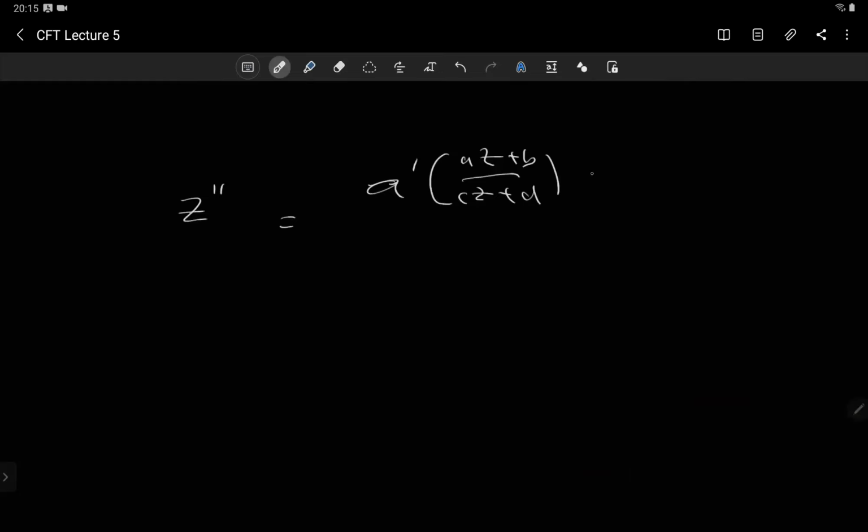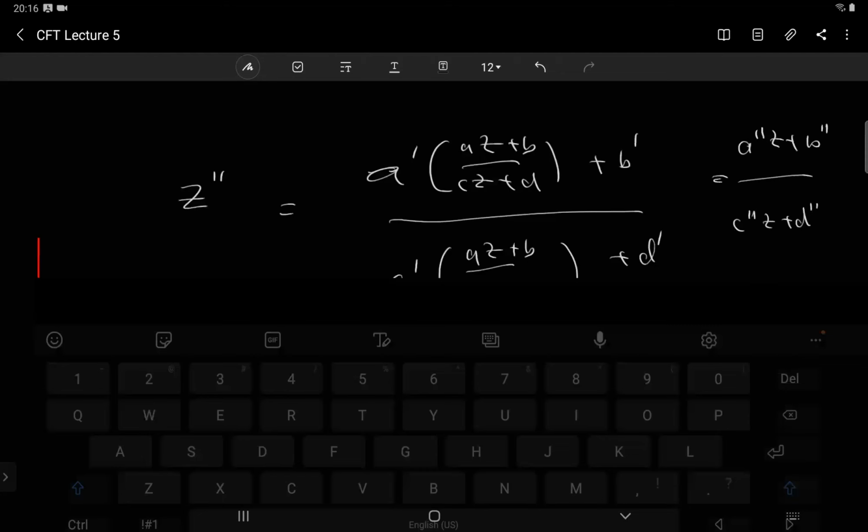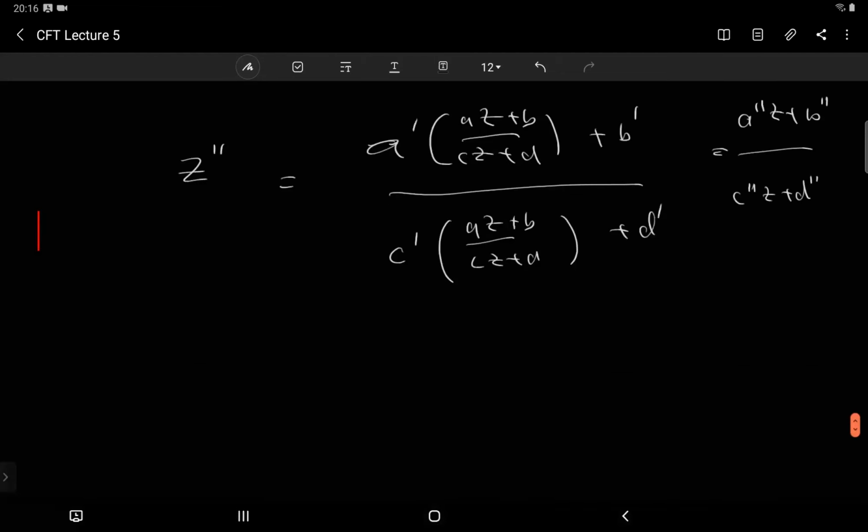So just do this. This is A prime, and then you have B prime over C prime, and again you put for Z prime, you put AZ plus B over CZ plus D, and this should be equal to A double prime Z plus B double prime over C double prime Z plus D double prime. And so then you can just compare.